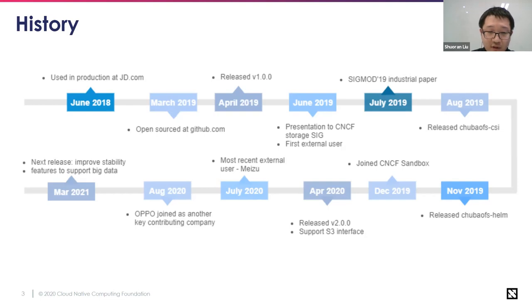And I'm going to cover the using scenario of different companies in the later slides. And in August 2020, Oppo joined as a key contributing company. As we know, such storage projects require constant investment for someone to be able to make key contributions or key improvements to the project. So Oppo has established a development team. And right now, JD.com and Oppo are collaboratively leading the project.